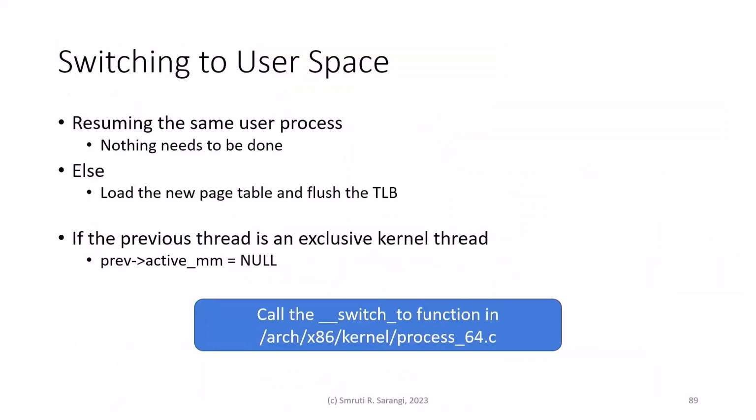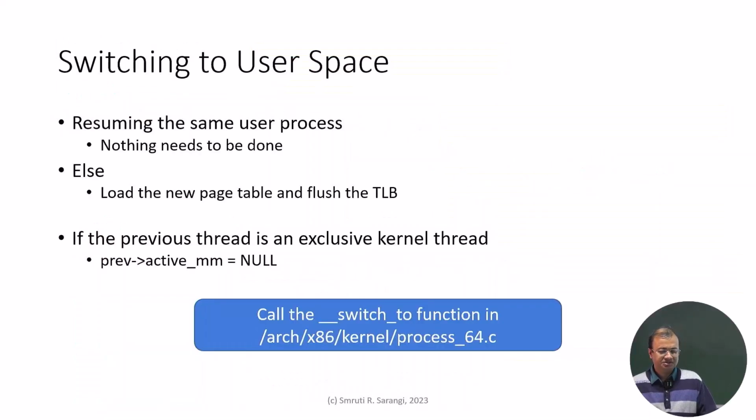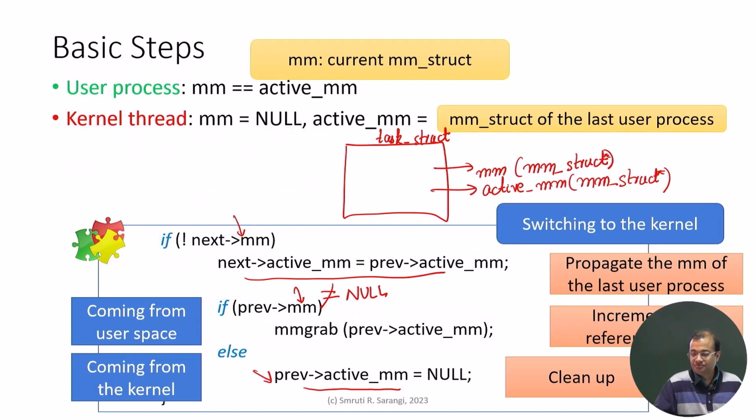So let us now consider the other case. The other case is much simpler: I'm switching back to user space. What I do is that if I'm resuming the same process, nothing needs to be done. Else, I just call a function to load the new page table and flush the TLB because I'm resuming a different user process. So you can look at the corresponding code in the kernel.